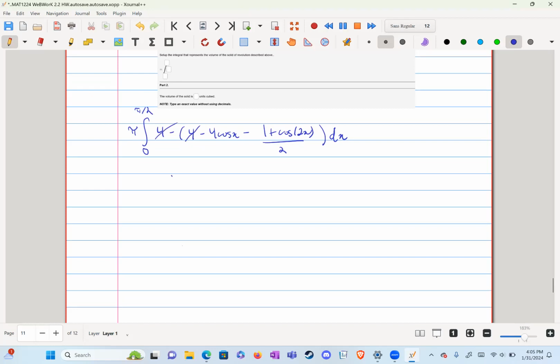This is going to become positive cosine. This will become positive 1 plus cosine 2x over 2. Okay, and that's the integral from 0 to pi over 2, and pi out up front, and dx.